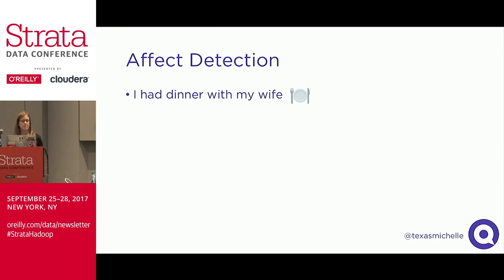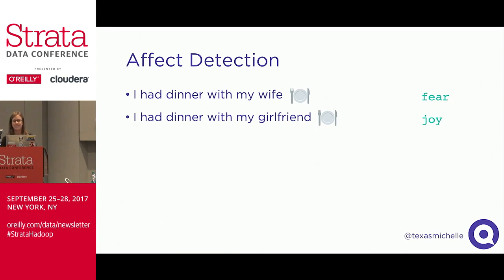So a couple of examples of that. These are sentences that we put through our affect detector. This first sentence, I had dinner with my wife, you can imagine had a very specific reaction. The one that we got from our machine learning model trained on a specific corpus was that of fear, which says something about the corpus that it was trained on, is all I'll say. And if we just change one word, changed it from wife to girlfriend without even changing the gender, we got a very different reaction.